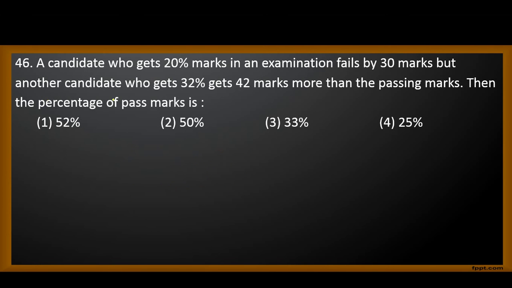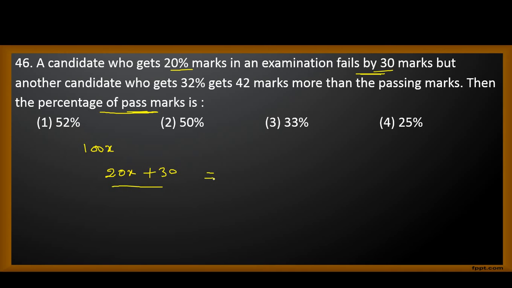A candidate who gets 20% marks in an examination fails by 30 marks, but another candidate who gets 32% gets 42 marks more than the pass mark. Then the percentage of pass mark is, let us assume the total marks be 100x. The first student got 20x and failed by 30. It means if he had got 30 more, he would have passed. Okay, so this is the pass mark.